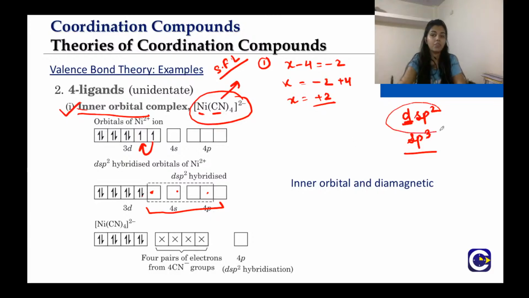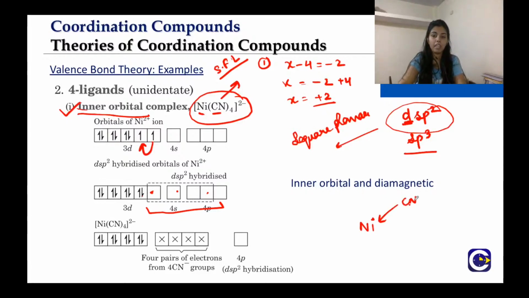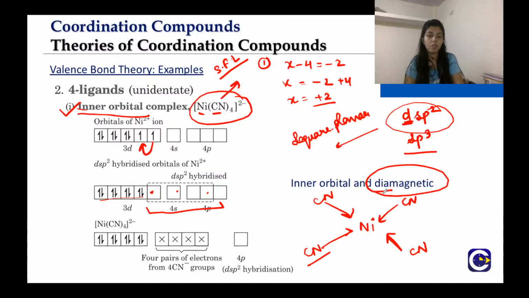And because we are having dsp2 hybridization, it will be a square planar geometry. So the structure will be somewhat like this. Nickel, draw a coordinate bond to CN, then CN, a square planar geometry you have to make, CN and then CN. Okay, as 2 electrons are donated, this one is paired and this one is also paired. The d orbital is also paired, right? So overall it is a diamagnetic complex, and you can also term it an inner orbital complex because we are using the inner d orbital.